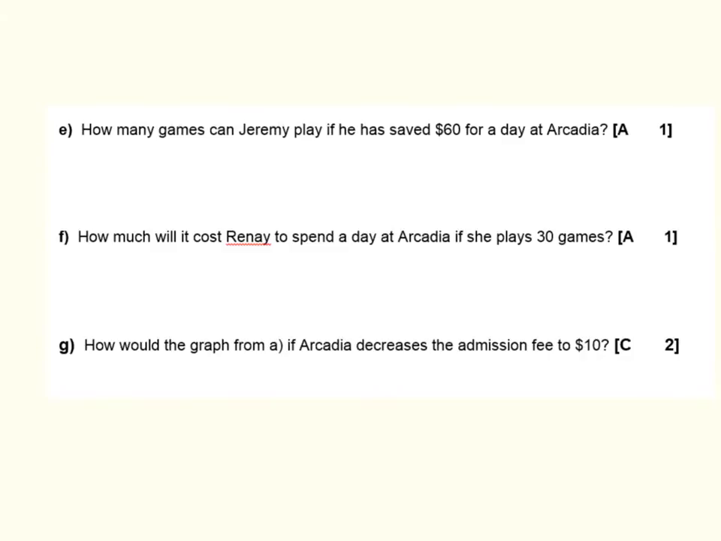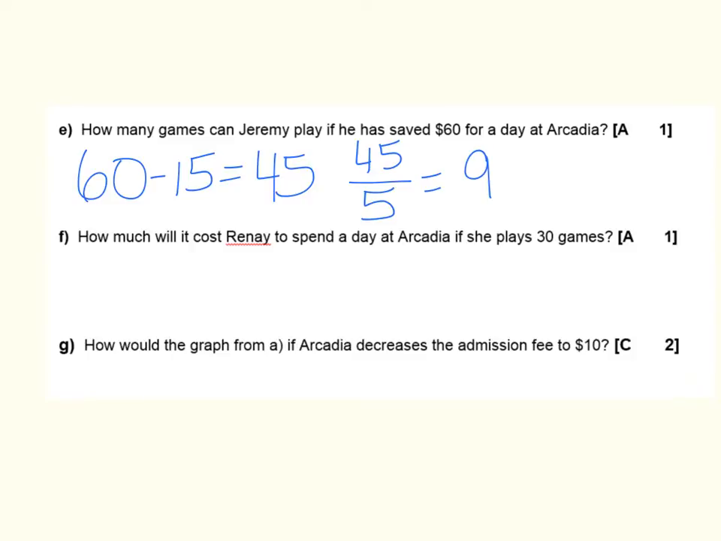4E. How many games can Jeremy play if he has saved $60 for a day at Arcadia? So in order to answer this question, I need to recall that there was a $15 admission fee and subtract that admission fee from the $60 so I can find out how much money Jeremy would have left over to play games. So I would do 60 minus 15 and that equals 45. Now I have to recall that it costs $5 a game, so in order to find out how many games you could play, simply divide 45 by 9. Sorry, getting ahead of myself. Divide 45 by 5, because it's $5 per game, and that gives me the answer 9.